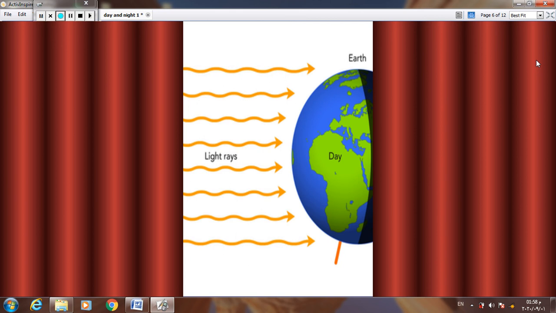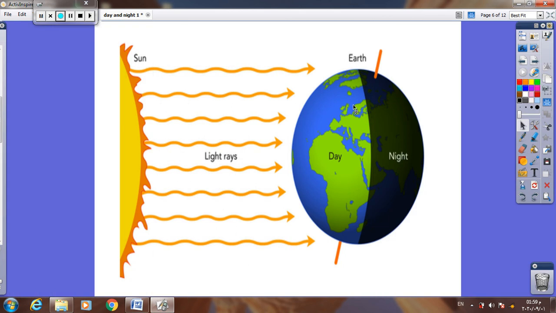In this picture, we can see the Sun and Earth. The half of the Earth that faces the Sun is in daytime, while the other half is in night time. When the Earth rotates around itself, the other half becomes daytime and the first half becomes night time.